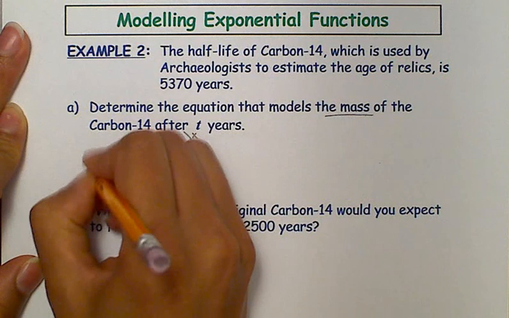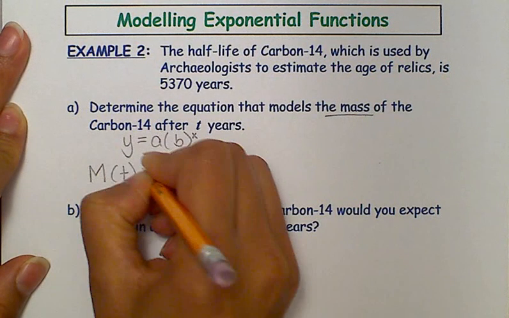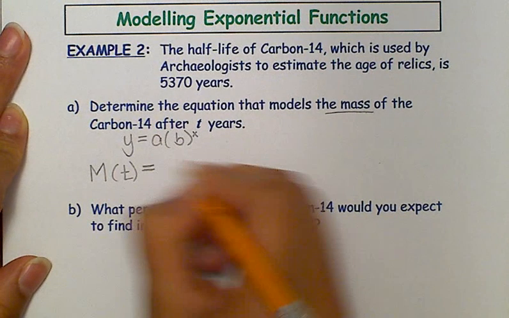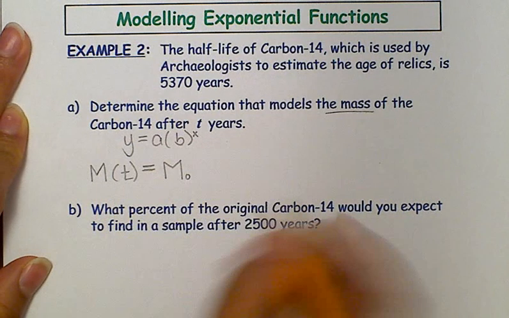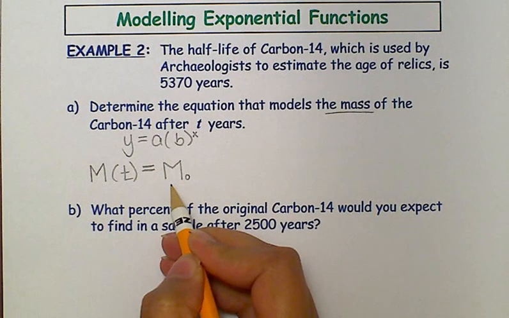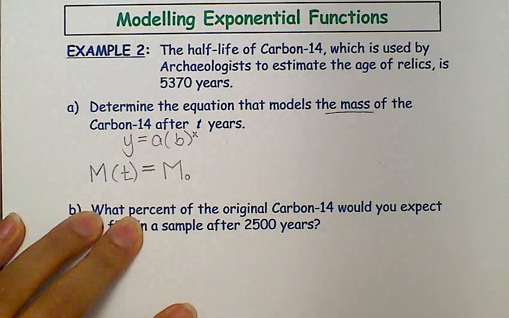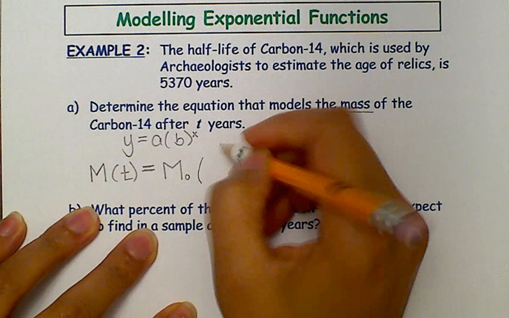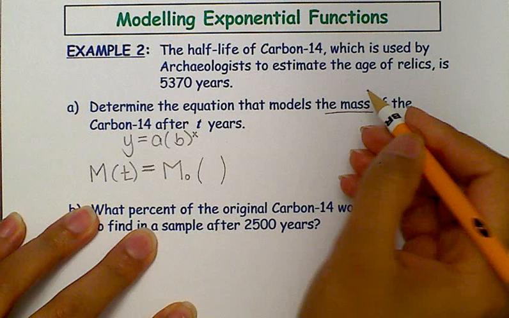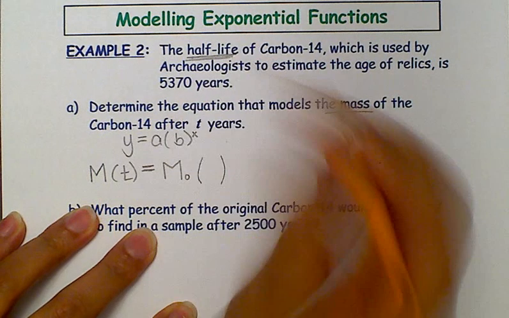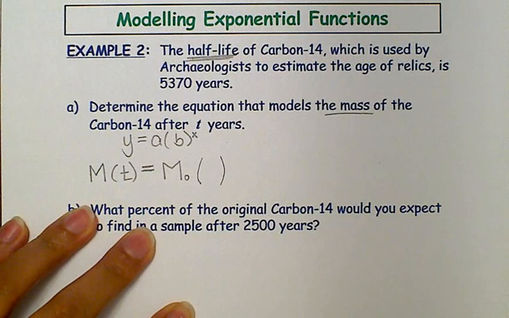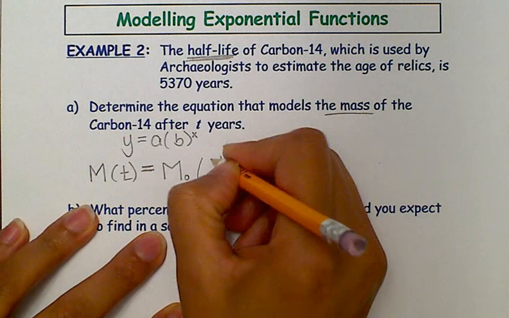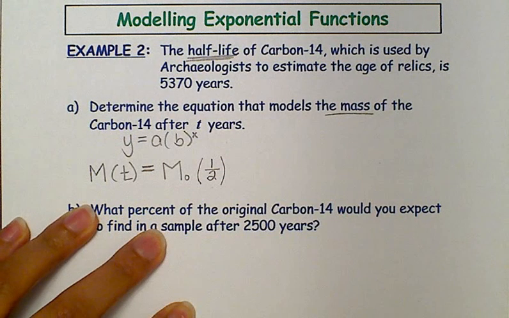So m of t, the mass over time, is equal to, the initial mass is not given in this case, so I can write m naught. m naught means the initial mass, just like p naught meant the initial population. I know p naught sounds a little bit funny. Anyways, the ratio we're looking at tells you that we are looking at a half-life. A half-life indicates that the quantity is decaying over time, which means the ratio is a decay ratio of 1/2. It's going to be half the amount that it was previously.